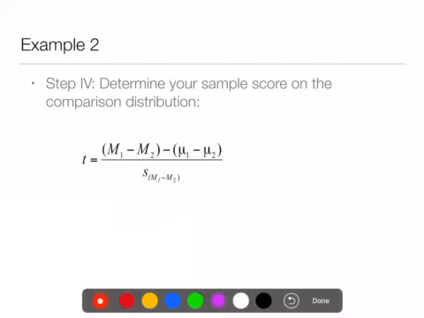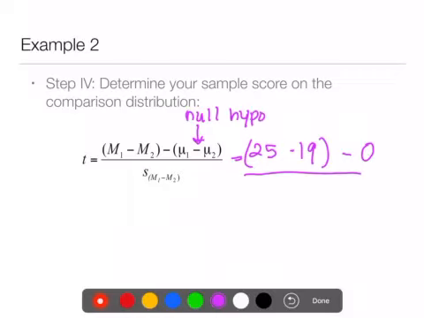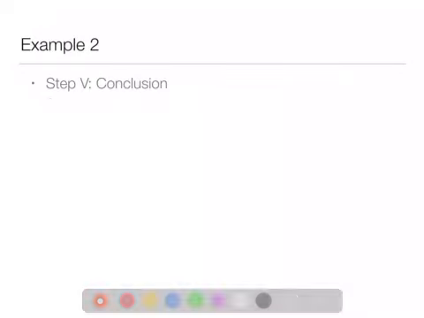So the mean of group 1 minus the mean of group 2. We already calculated that, so we had 25 minus 19, minus the difference between the populations according to the null hypothesis. Remember, we said that was 0, right? So minus 0, and we're going to divide that by that estimated standard error that we just calculated. So when we do that, we get 6 divided by 2 is equal to 3. So our t value is 3 for this.